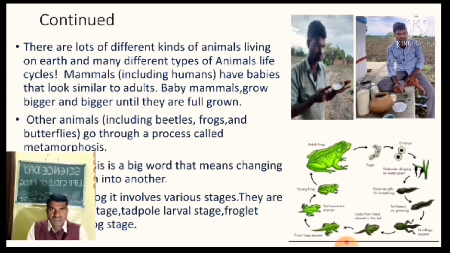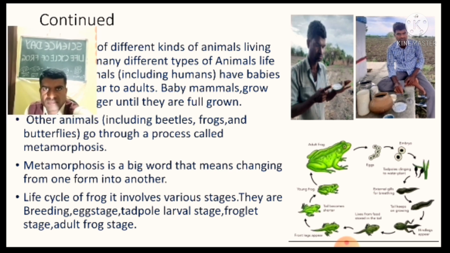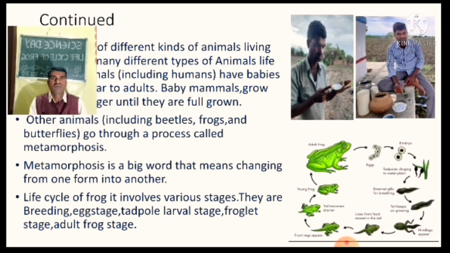Other animals, including beetles, frogs, and butterflies, go through a process called metamorphosis. So the metamorphosis process is present in, for example, frogs. Metamorphosis is a big word that means changing from one form into another. This is the definition of metamorphosis, one form to another.